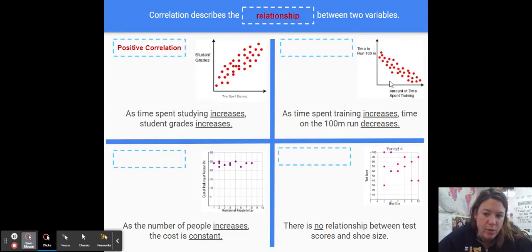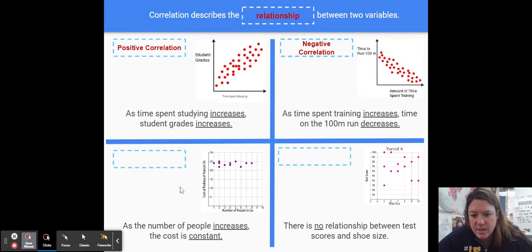On this graph over here to the right, we have the amount of time spent training. So the more time you spend training, this variable seemed to decrease: time to run the 100 meters. So the more time you trained, the quicker your score was, or the lower the number was on your run, right? So that's called a negative correlation. Doesn't mean it's a bad thing. It just means that's the trend. Most of these points are all going down to the right. As X is increasing, the Y is decreasing.